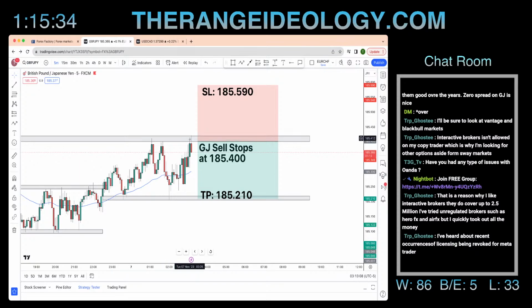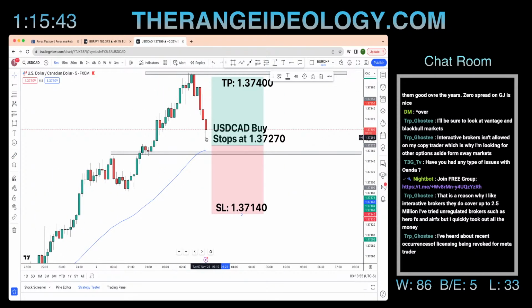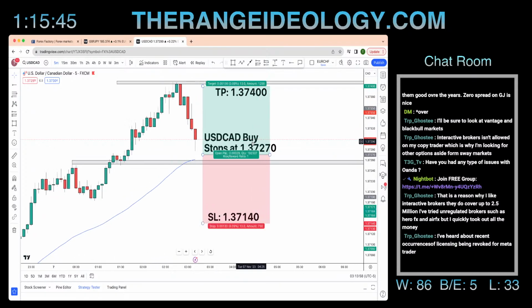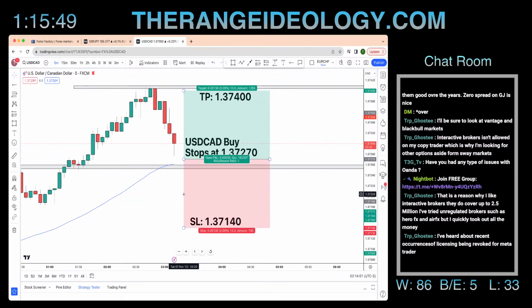Here's what it is again. GJ did not push up strong enough here, so I still feel there's another push above that it can do before coming back down. Just like USD CAD has more of a push down here before it makes that reversal.